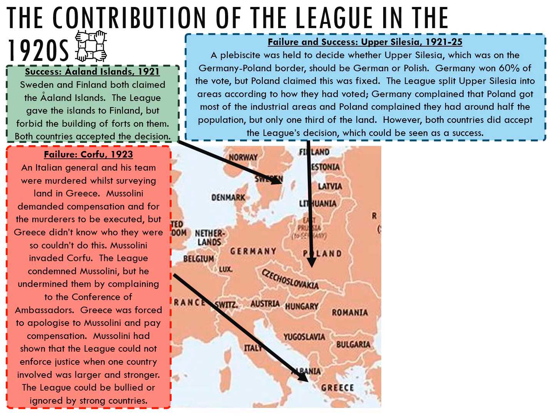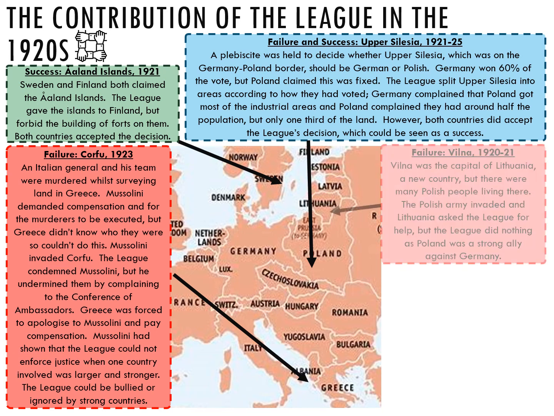The League ordered Mussolini to leave. They condemned him, but instead Mussolini goes to the Conference of Ambassadors, a group of powerful nations, so people like the British, the French, and basically persuaded them to undermine the League of Nations. And in the end, Greece were forced to apologise, and they had to pay compensation. And so this shows that Mussolini was able to show that the League could not enforce justice when the country that invaded was larger and stronger. And the League could be bullied or ignored by stronger countries.